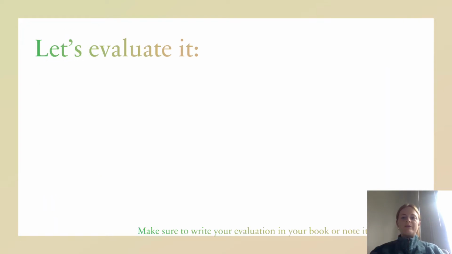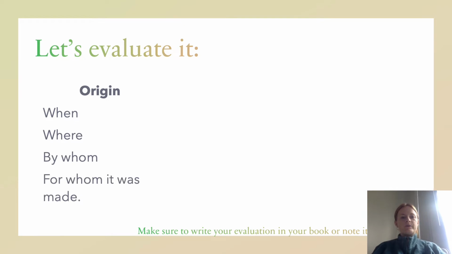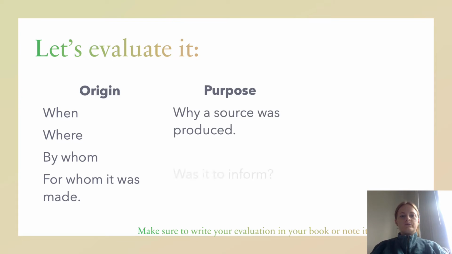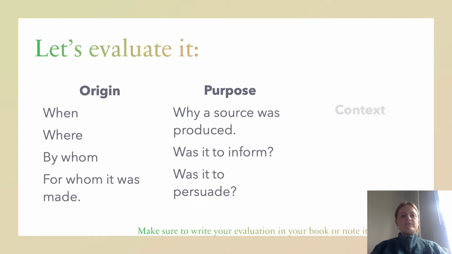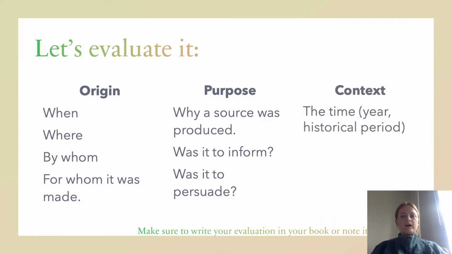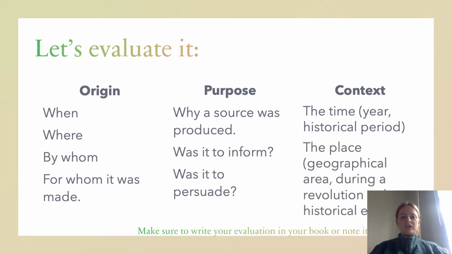Do you remember from our previous lessons the things we look for or questions we ask to evaluate a source? They are origin: when, where, by whom, and for whom it was made. Next we have purpose: why a source was produced, was it to inform or was it to persuade? And finally we have context: the time, year, or historical period, and the place, the geographical area, whether it was during a revolution or a historical event.